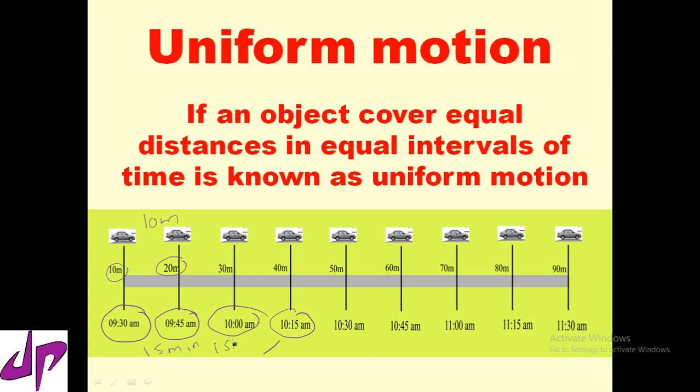In another 15 minutes, again the car covered 10 meter, and next another 15 minutes, again the car covered 10 meters. If you can see, it covered equal distances in equal intervals of time. Then we can say the car is moving in uniform motion.